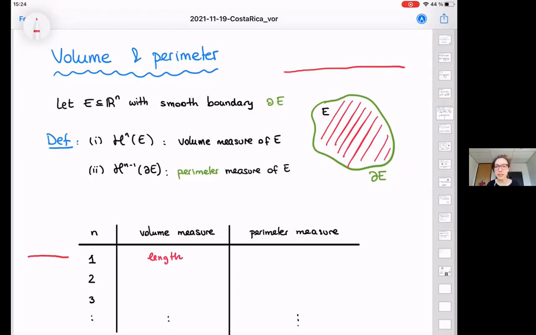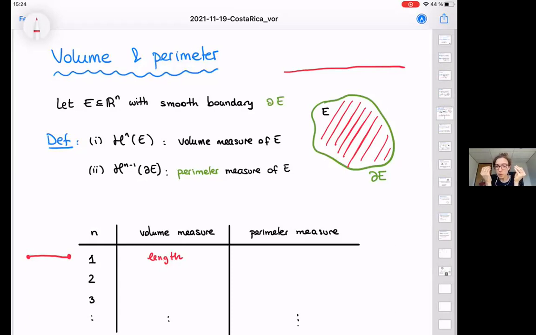And what about the perimeter measure? What is the perimeter of a line? What is the boundary? Boundary tells me when it stops, right? So what are the limits of this thing? Beginning, end, 2 points. So what is the measure? 0. So it has volume measure 0.